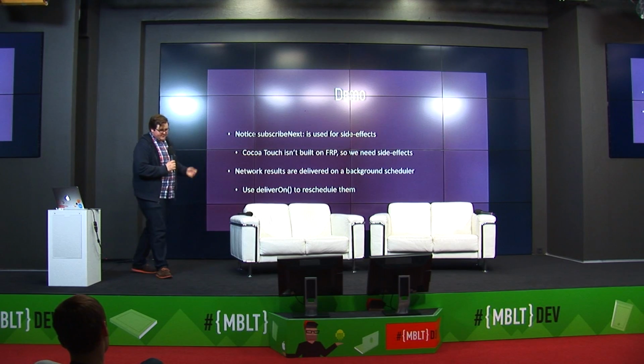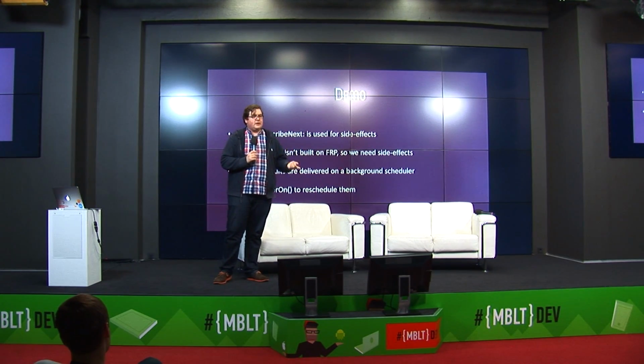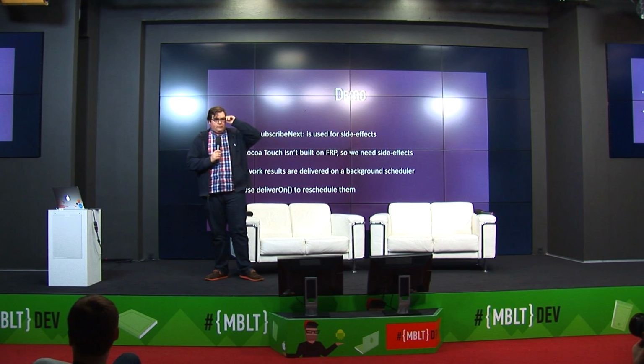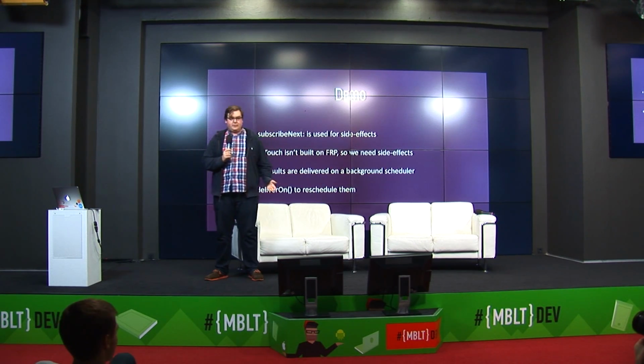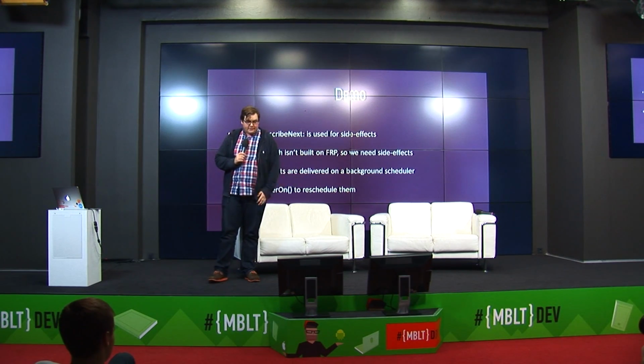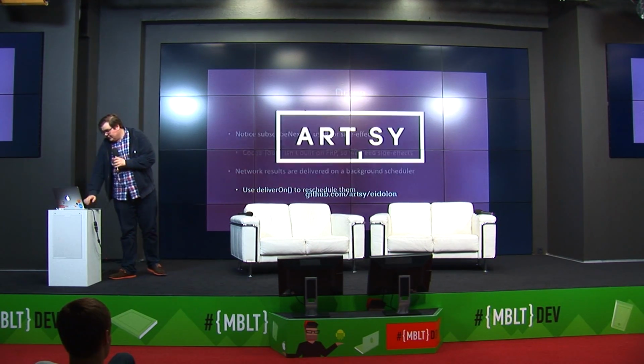There's a couple of key points to add. Use subscribeNext for side effects. Use doNext for side effects where you want to allow values to pass through. Network results are by default delivered on a background queue. So if you're doing user interface updating, make sure to deliver on the main thread scheduler instead, because otherwise UIKit will behave strangely.